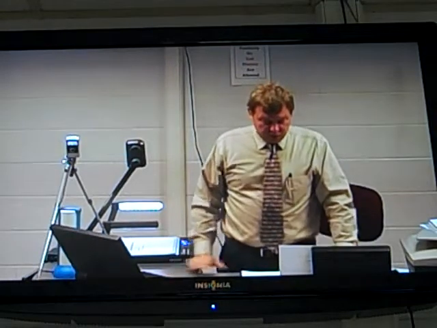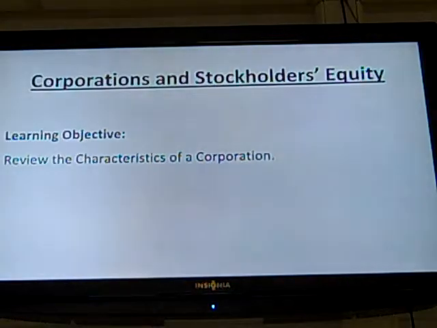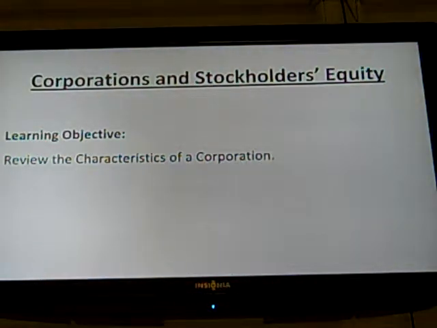Accounting principles, corporations, and stockholders' equity. Today, the learning objective is going to be reviewing the characteristics of a corporation.